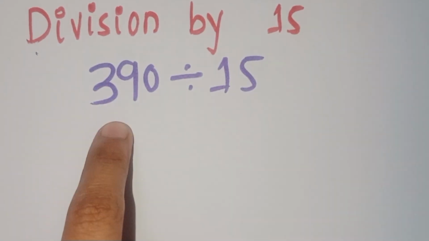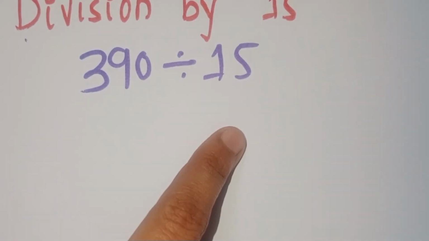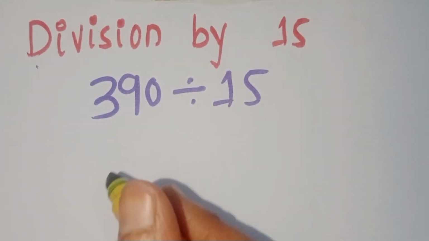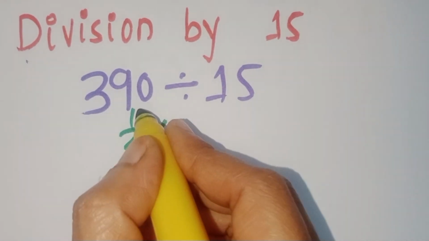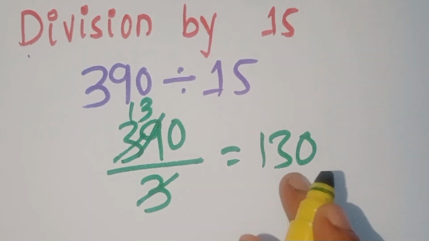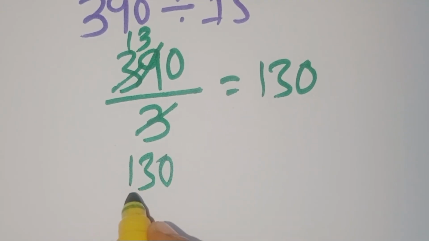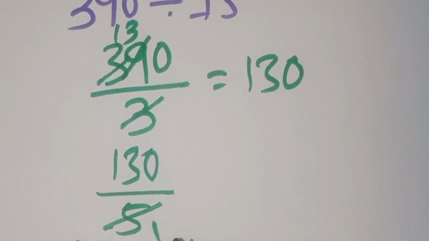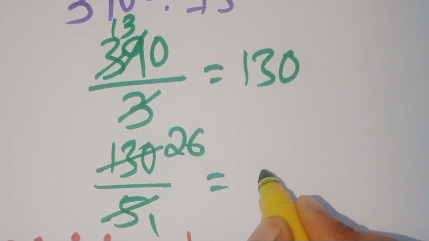Division by 15. First, divide this number by 3, then divide the result by 5. 390 divided by 3. 130. Now, divide this number by 5. 130 divided by 5. 5 ones are 5, 5 5s are 25... 26 5s are 130. So the answer is 26.